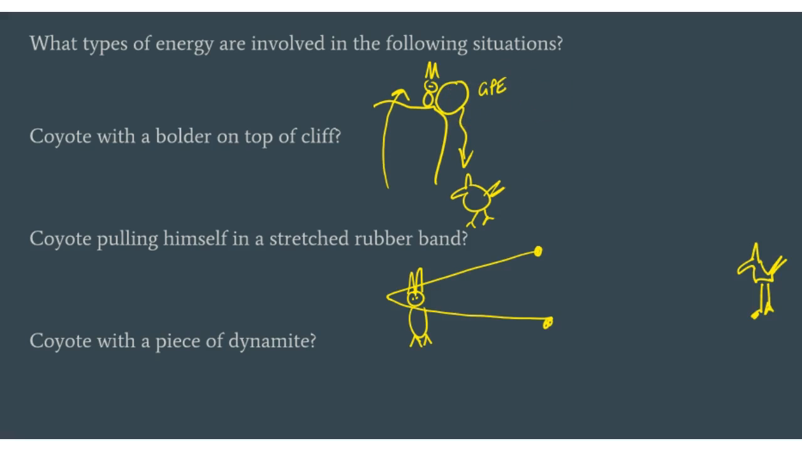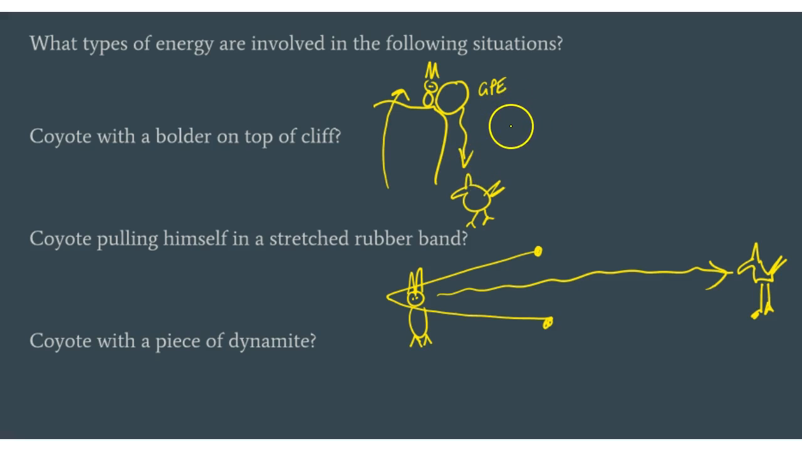Now, there's other ones we had as well. We had Coyote trying to pull himself into a rubber band so that he can shoot through the air and catch Roadrunner, who is an awful lot faster than him. The potential energy that we're using there, of course, is going to be elastic potential energy. Now, with both of these, he's put it into elastic potential energy, he's put it into gravitational energy.